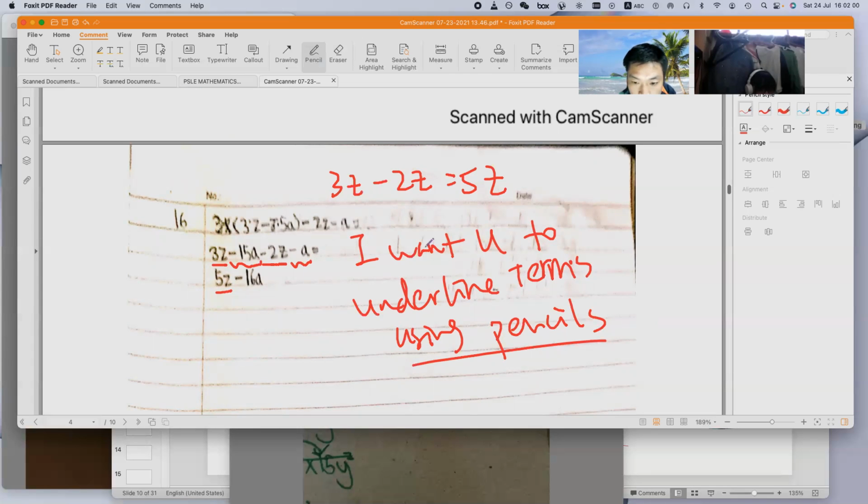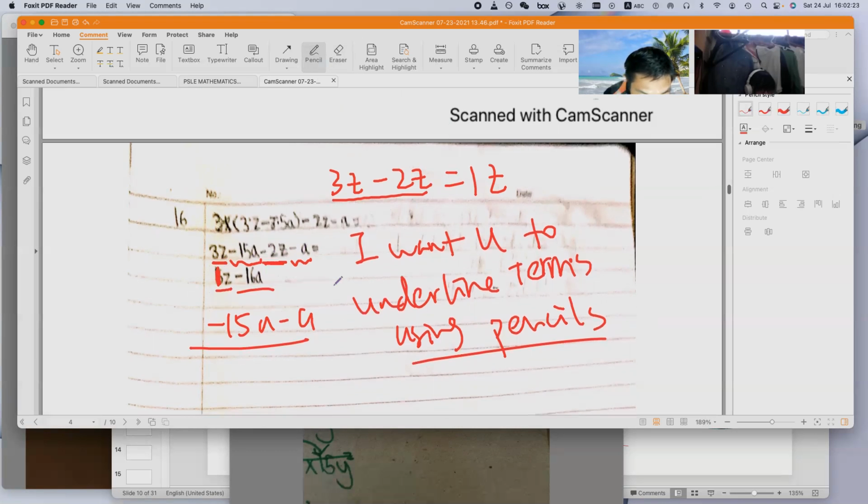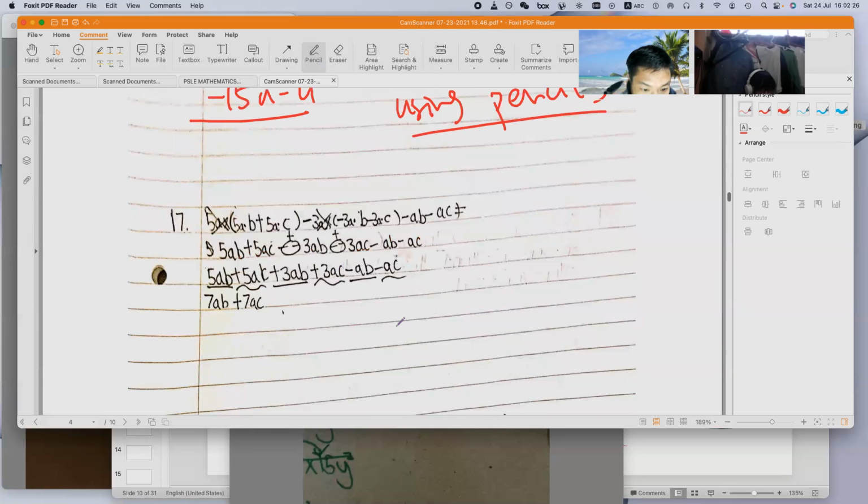Because once you underline, you will start to see that 3z minus 2z is 1z, instead of 5. And then of course minus 15a minus a, then you end up with minus 16a. Okay, good. This one you put in yes, so this is correct.